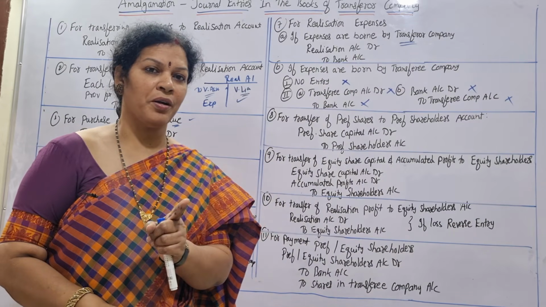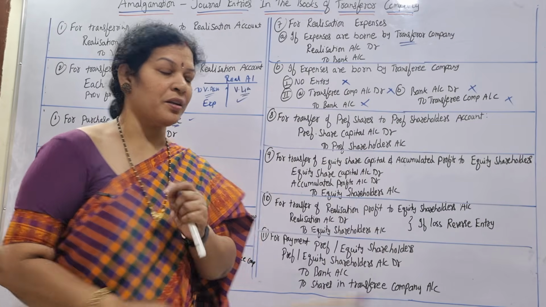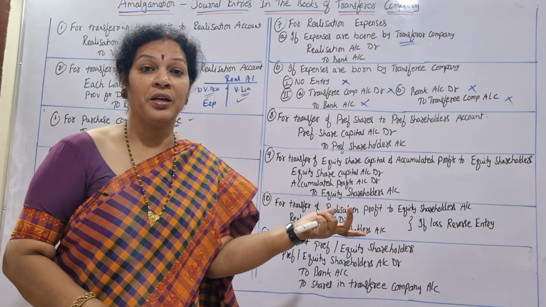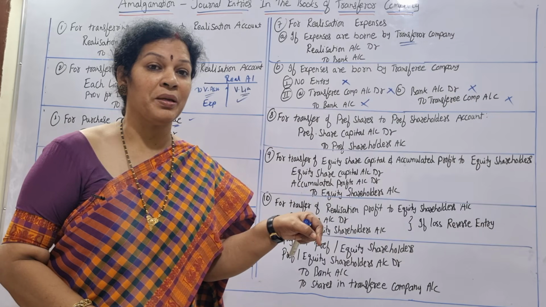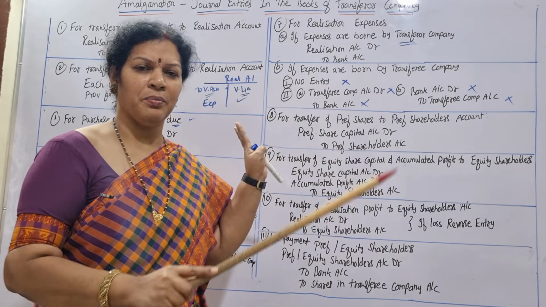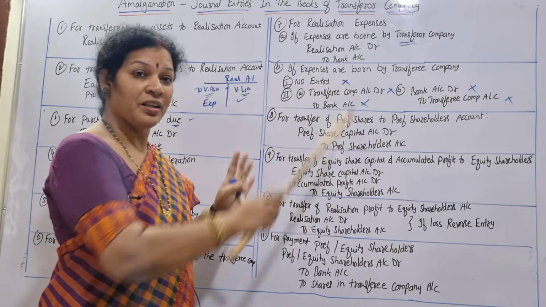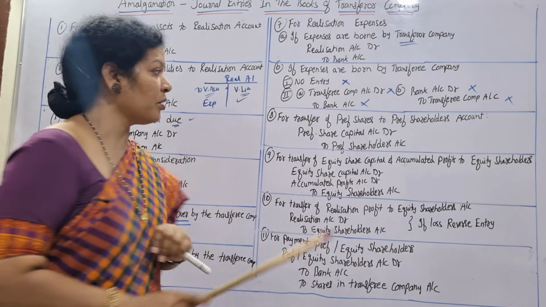If expenses are borne by the transferor, then we have only one entry, realization account attached to bank account. If expenses are borne by the transferee, no entry. Better to remember this one only. Clear? That is related to the expenses. Now coming to the next one.